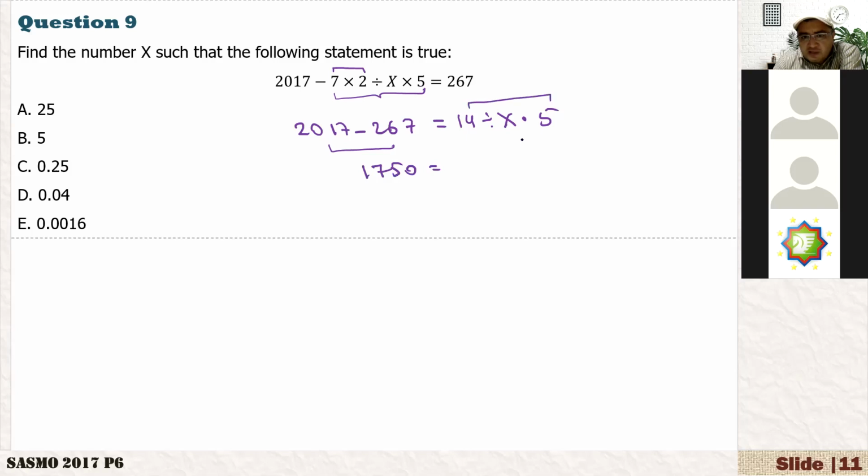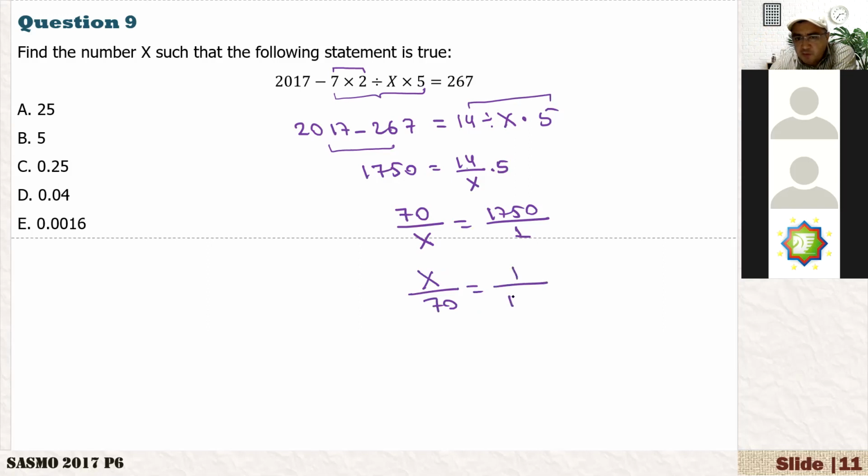And how should we understand this? That means that 14 is divided by x and multiplied by 5, which means that here 14 times 5 is 70. 70 over x is equal to 1 over 1750. So if you just invert both sides of the equation, it does not change. That is the same thing as x over 70 is equal to 1 over 1750. So now I multiply both sides by 70. Nothing changes if you multiply both sides by the same number. 70, 70 cancel each other.